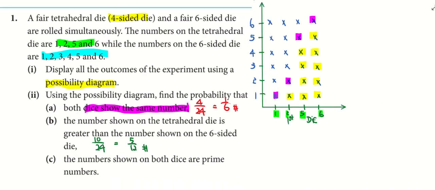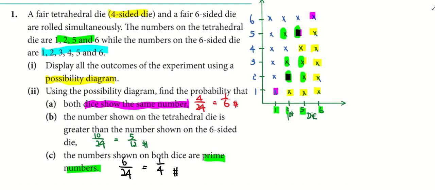Those are in yellow. Remember, prime numbers are numbers that have exactly 2 factors, divisible by 1 and itself. Let me highlight those where both are prime numbers. 2 and 2, 2 and 3, 2 and 5. 5 and 2, 5 and 3, 5 and 5. No more, right? So total how many? 6.